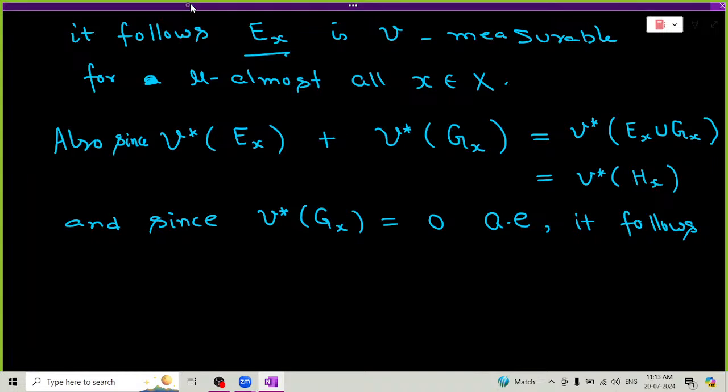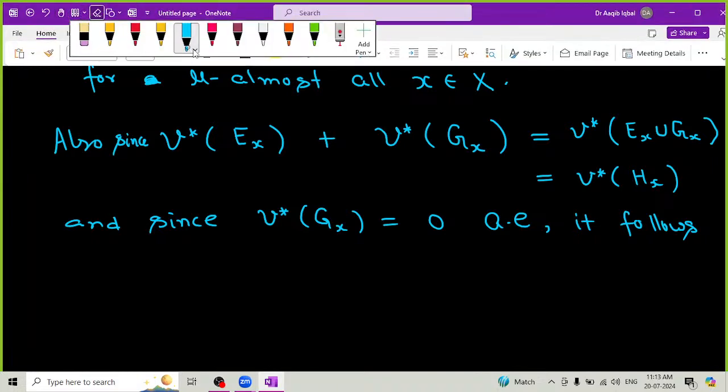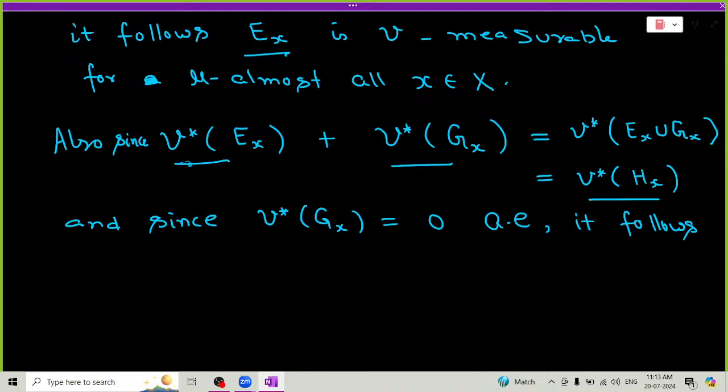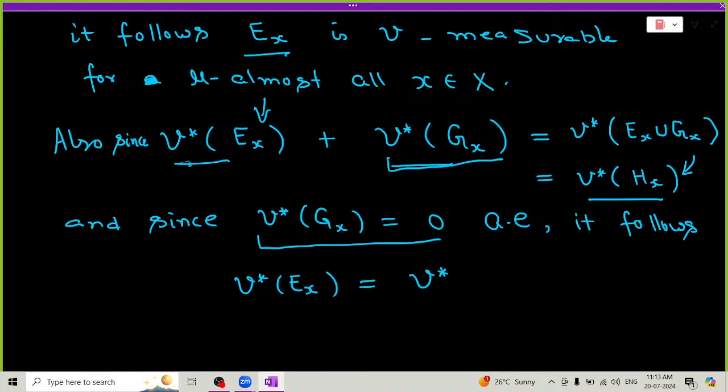ये हो गया, बस 2 लाइन्स है, 3 लाइन्स है प्रूफ में. It follows. आप यहाँ देख रहे हैं this plus this is equal to this, और अब नीचे मैं आपको एक और इन्फॉर्मेशन दे रहा हूँ, this is 0 है, तो मीन्स this is 0 है, so that means this is actually equal to this. ये मैं लिख रहा हूँ, nu star E sub x is equal to nu star A sub x. This is true for almost all x's.